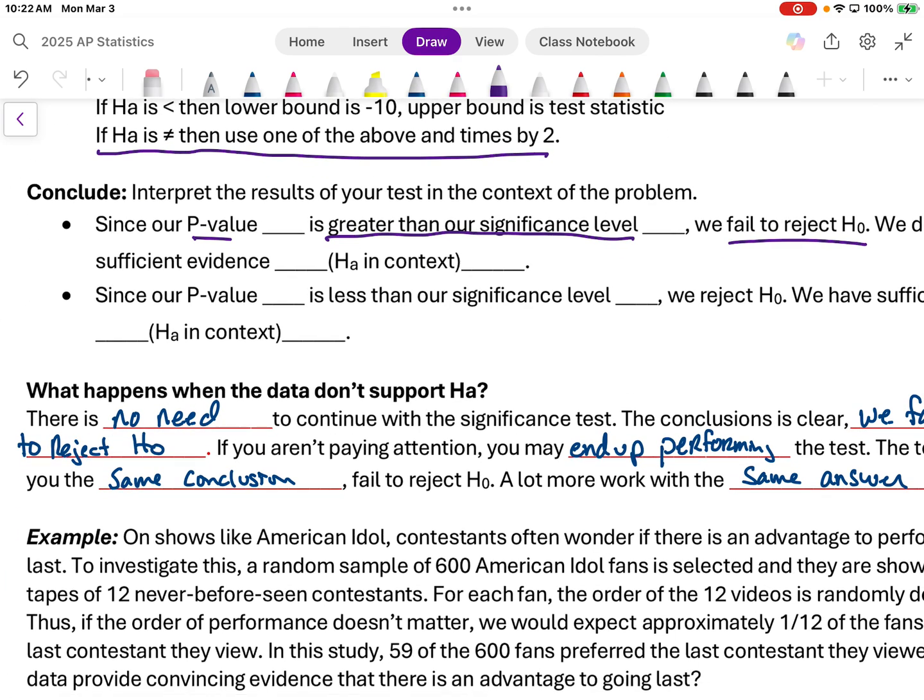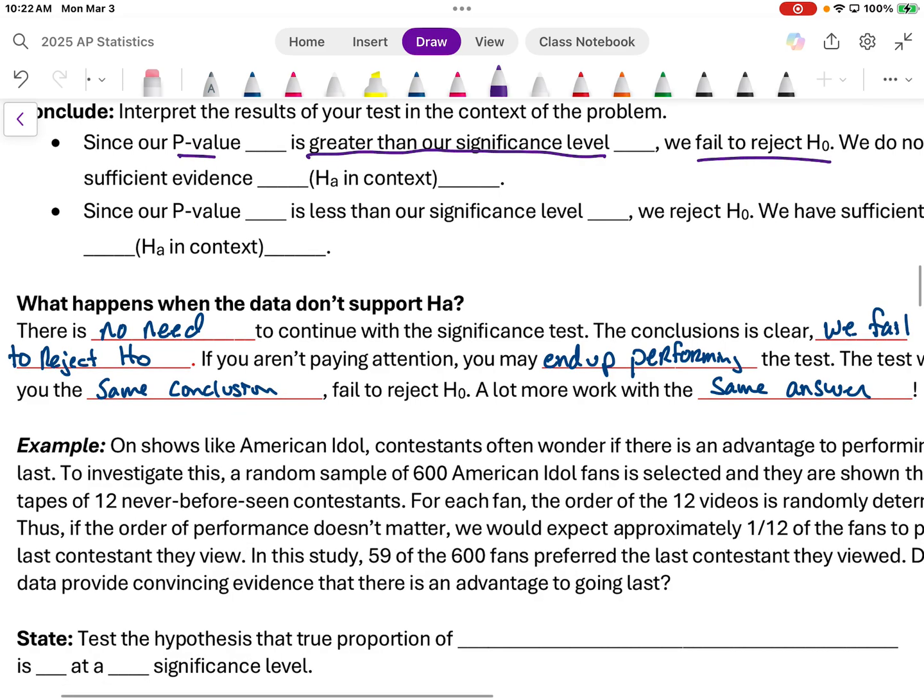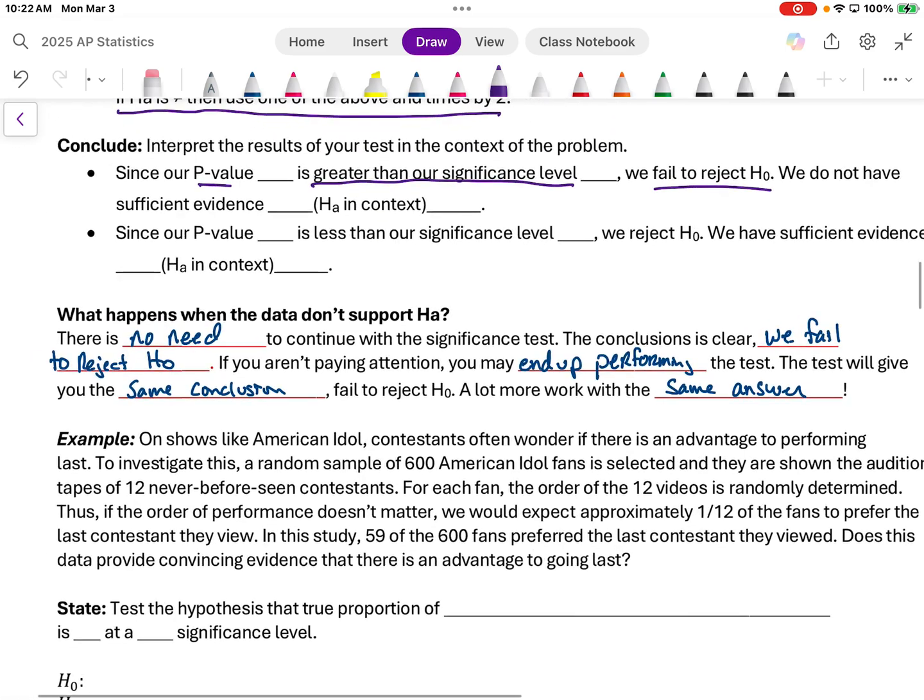Again, we have a little bit more notes than we actually get to practice and see in context, which hopefully will make a little more sense. So what happens when the data don't support the alternative hypothesis? There is no need to continue with the significance test. That basically means that if we take our p-hat and the p-hat is nowhere close to what we're trying to do, then there's no need to continue the significance test. The conclusion is clear. We fail to reject the null hypothesis.